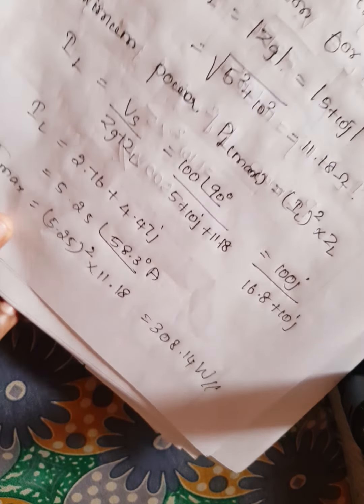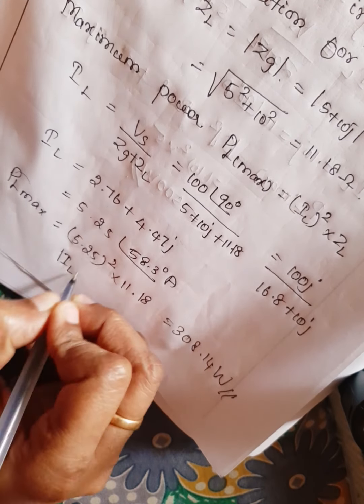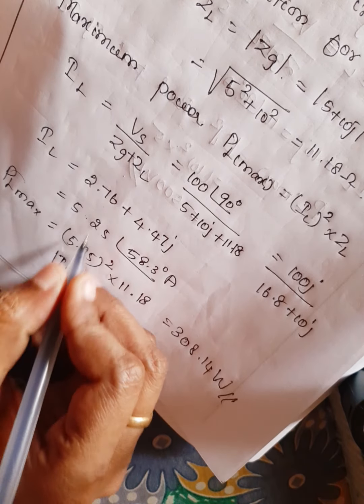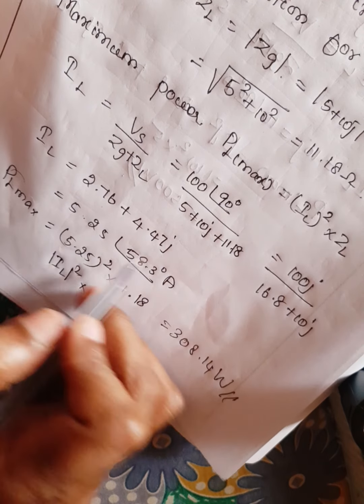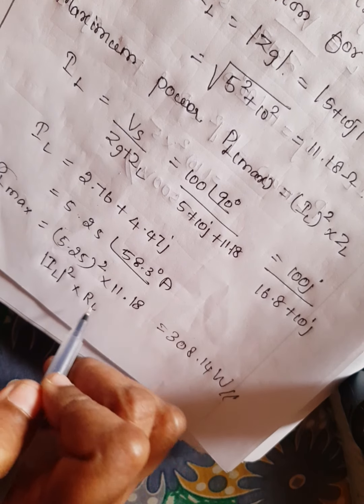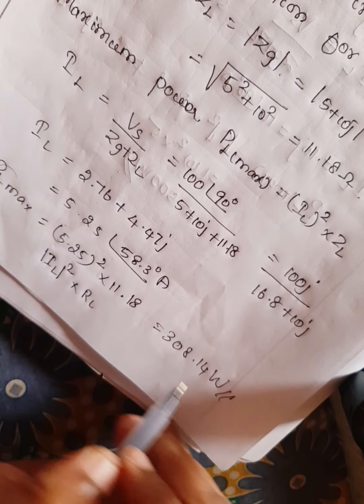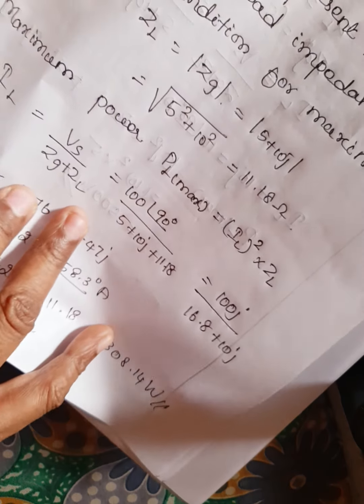So now you can easily find the power. Power formula is I squared RL, that is the magnitude of IL squared. We only want to take the magnitude value, so you do not take the angle. So 5.25 the whole squared into RL, which is 11.18. So you got 308.14 watt. Okay, so now we can see the second case.